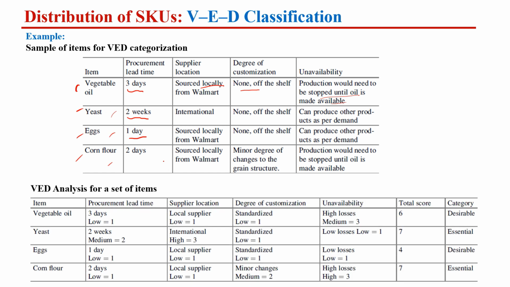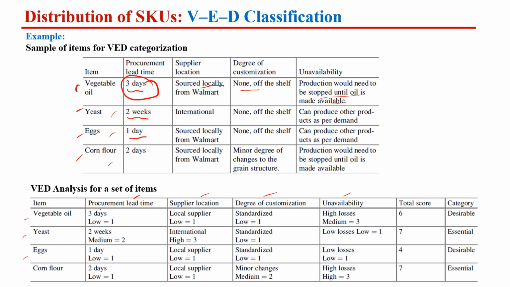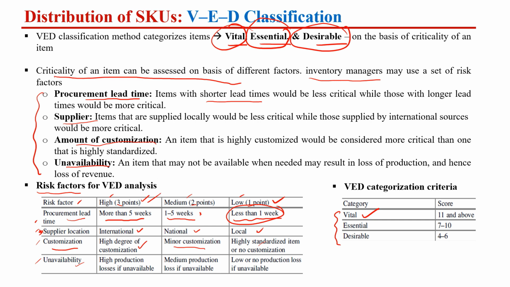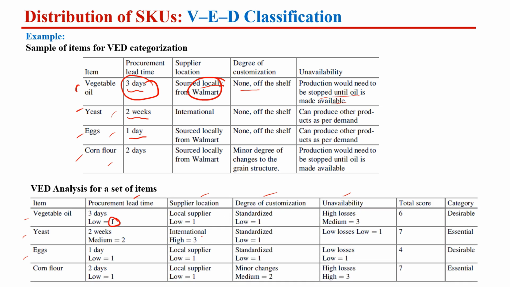So now we have written down those items, and then we have written down those risk factors. As we can see, this particular item has a lead time, and we have already developed the standard. If it is less than 1 week, then it would be ranked as low risk, so that's why we are writing down low, one. The supplier is local. We have already assigned that if the supplier is local, we assign one, so that's why we are assigning one over here.